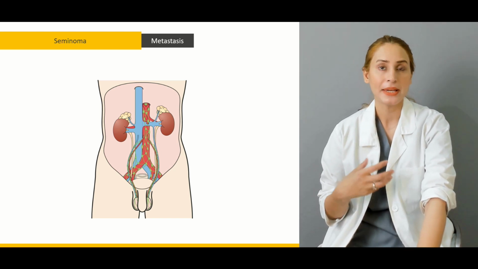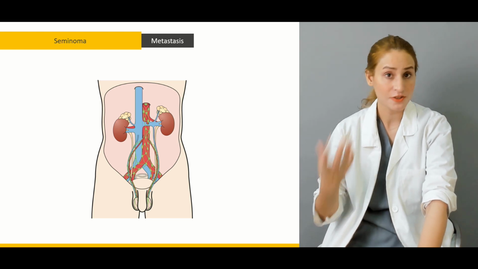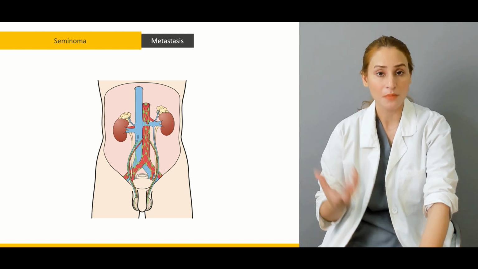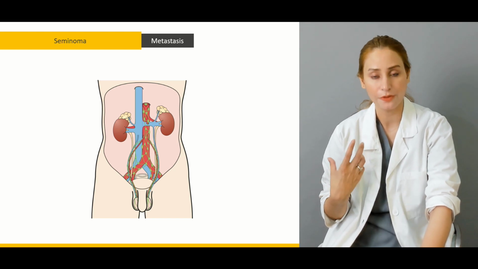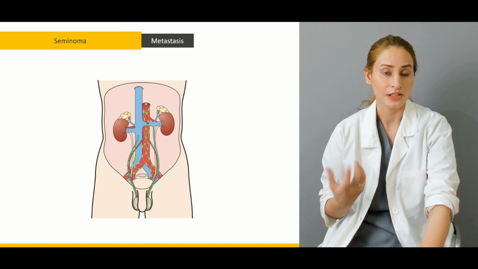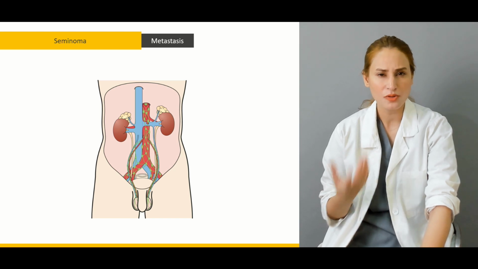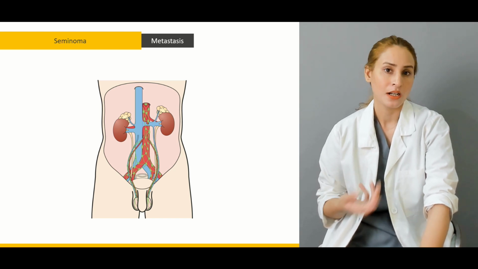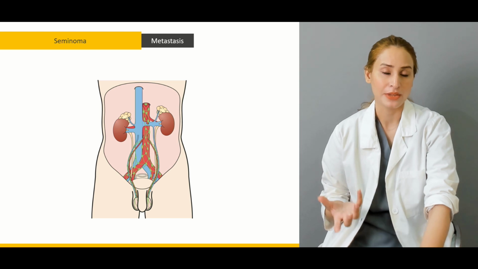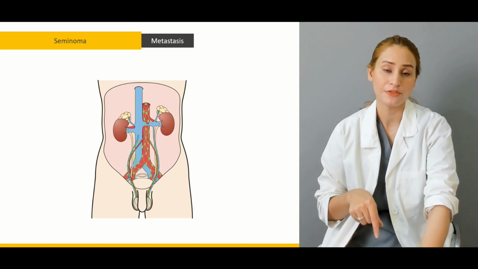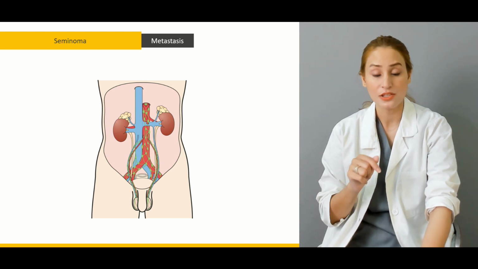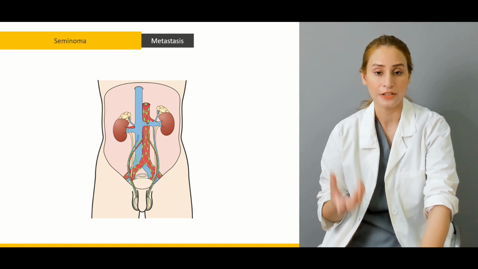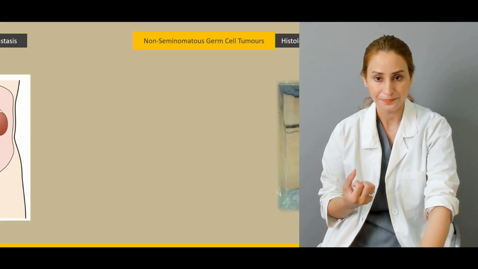Sometimes, because of the lymphatic spread, they can also spread to the pulmonary system. They can involve the lungs, and the patient can present to you with dyspnea and shortness of breath. But most of the time, because the first drainage of the testes is into the para-aortic lymph nodes, the patient will have abdominal symptoms.